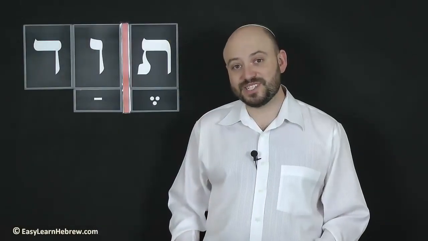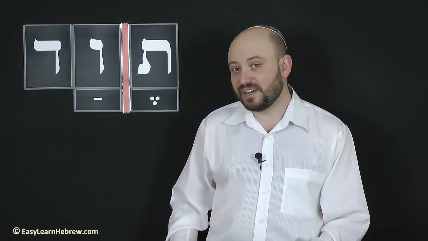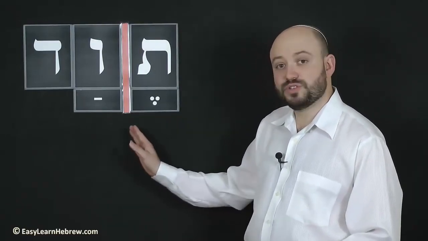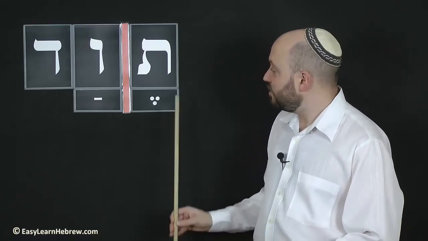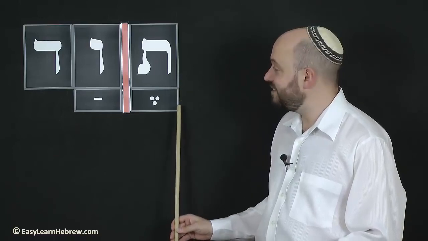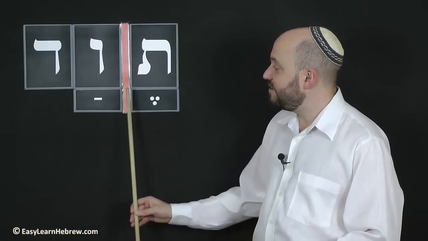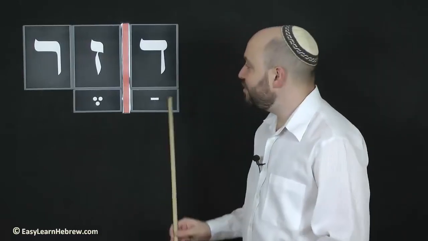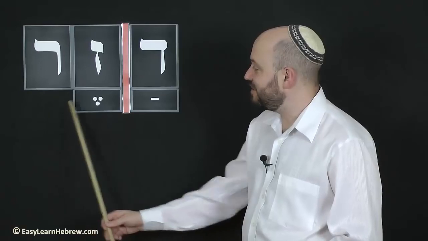Let's read the following examples together. A reminder, when we read Hebrew, we read from right to left, reading the consonant first, then the vowel. For teaching purposes, we've separated the two syllables with an orange line to show where the syllable ends. The first syllable is te, and the second syllable is vad. Te, vad, tevad.